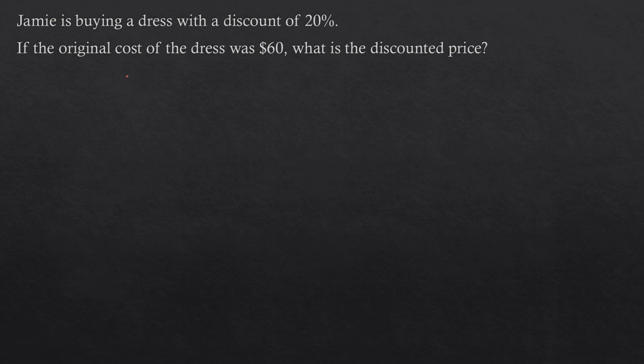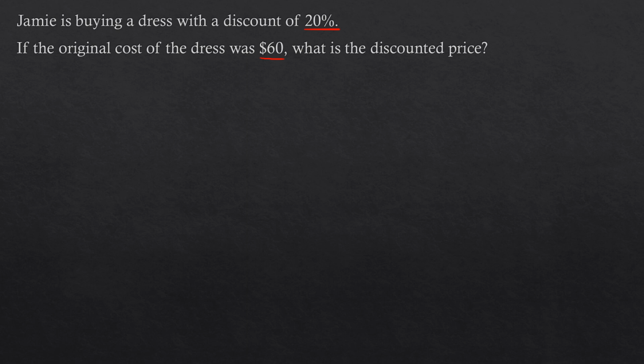Our next question says that Jamie is buying a dress with a discount of 20%. If the original cost of the dress was $60, what is the discounted price? So here, anytime you see a percent and a number, you always want to start by multiplying them, okay? And then we can use context clues to figure out whether or not we're adding or we're subtracting.